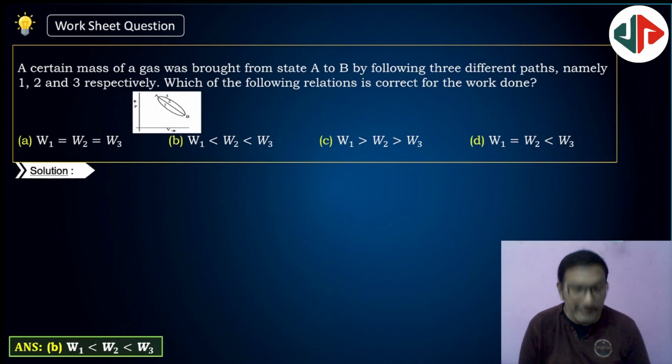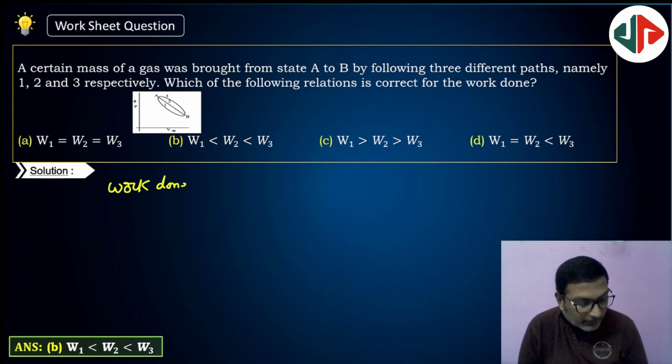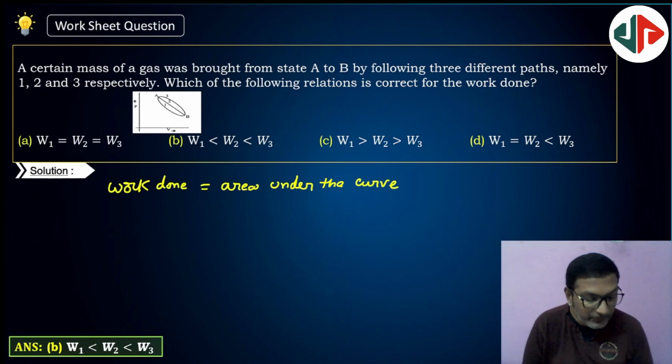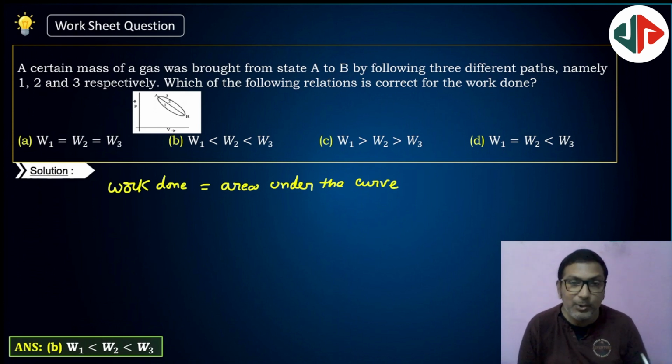A certain mass of gas was brought from state A to state B by following three different paths, namely 1, 2, 3 respectively. Which of the following relation is correct about work done? Here three processes are given from graph. Work done equal to area under the curve. Area under the curve represents amount of work done. Therefore, 3 graph has more area.